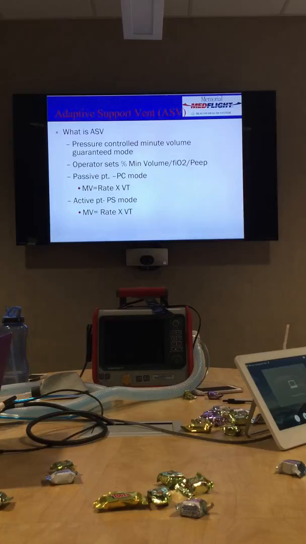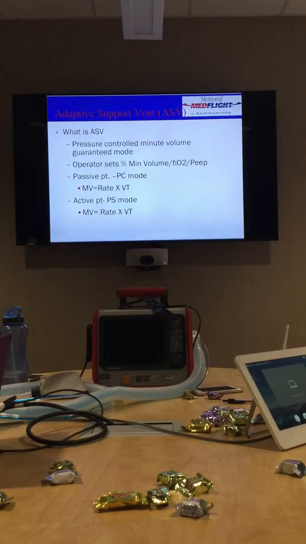Adaptive support ventilation, what is it? Well, it's a pressure-controlled minute volume guaranteed mode. So this vent is pretty smart. It kind of looks at the whole picture, and it says, well, my patient's compliance and the rate and the pressure that I'm going to give, and the tidal volume I'm going to give, I want to achieve this minute volume that you've set. So that 7 liters per minute in the 70 kilo patient, it looks at all those parameters and it gives the patient what they need to achieve your target minute volume. Does that make sense? Mm-hmm.